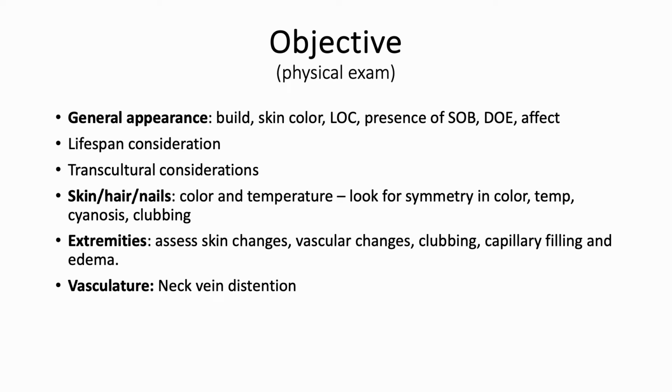I'm also going to look at the extremities, although this is also crossing over to the peripheral vascular assessment, which we'll talk about in the next presentation. I'm checking for any vascular changes, capillary refill, and looking for edema. And of course, because this is the heart and neck vessels, we are going to look for neck vein distension of the vasculature.